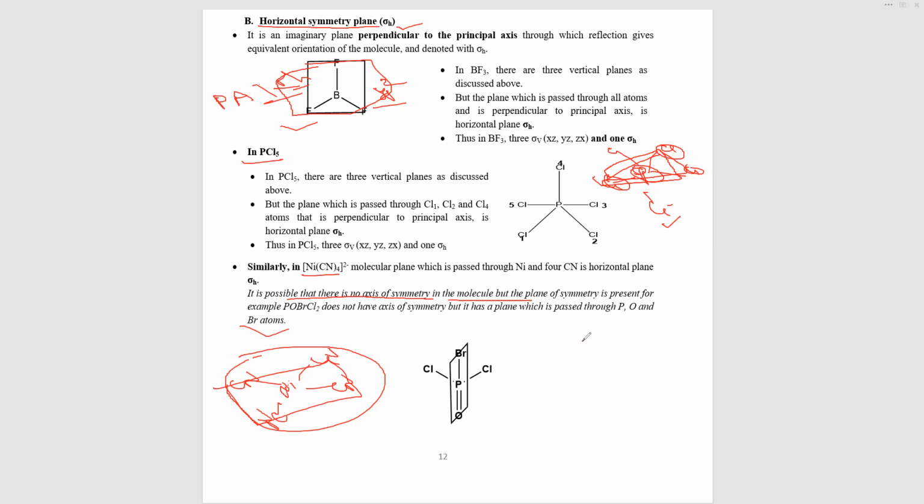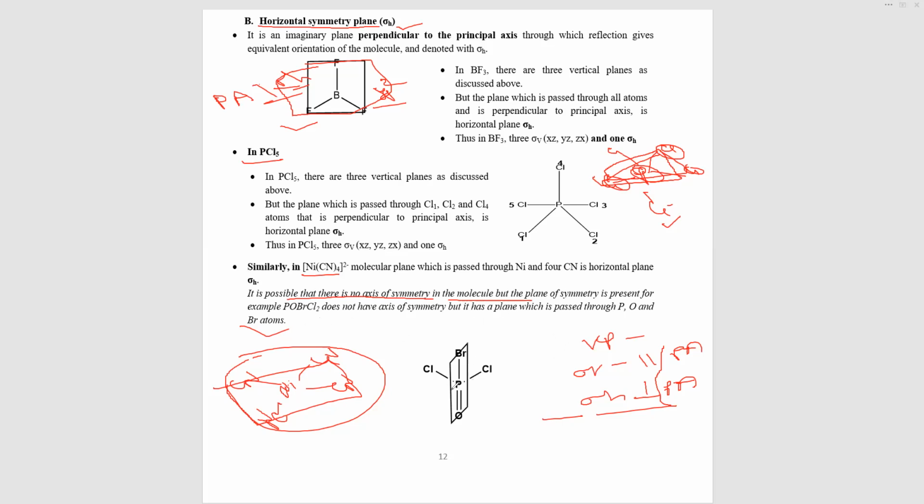Vertical plane, sigma v, is always parallel to the principal axis, and sigma h is always perpendicular to the principal axis. Okay, so there is a correlation between principal axis and plane. But suppose there is absence of a principal axis, then even then a plane of symmetry may be present in the molecule.